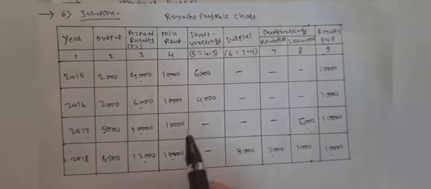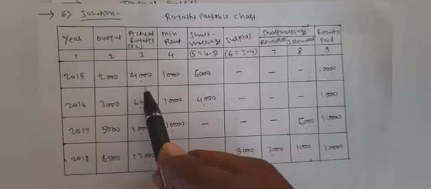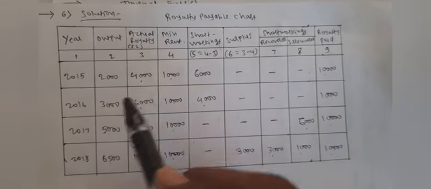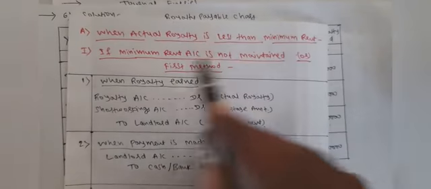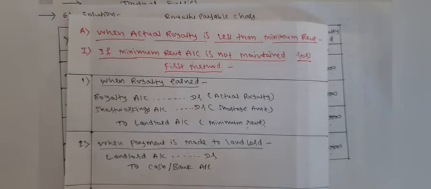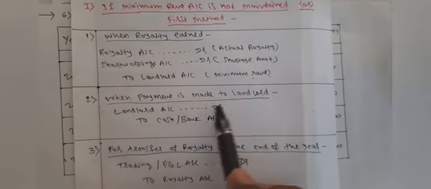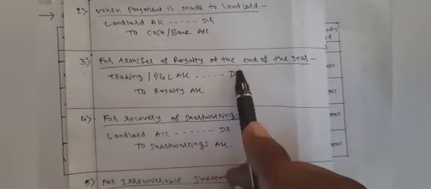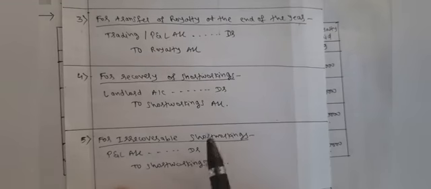First we have to see whether actual royalty is less than or more than minimum rent. See here, actual royalty is less than minimum rent. When actual royalty is less than minimum rent, and when minimum rent account is not maintained, because in the problem they have not mentioned the minimum rent account, then these 5 journal entries will be applicable: when royalty earned, when payment is made to the landlord, for transfer of royalty to the profit and loss account, for recovery of short workings, for irrecovery of short workings.